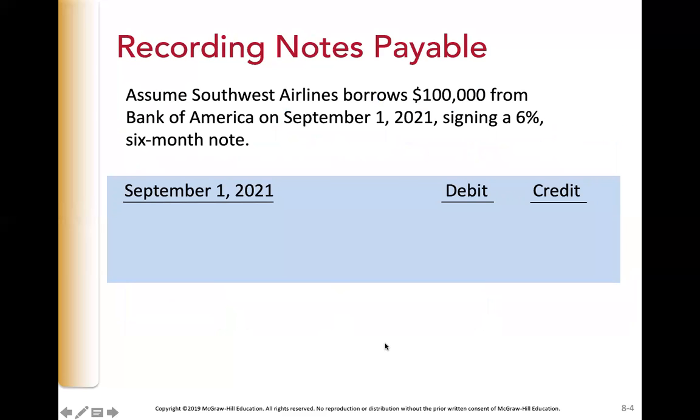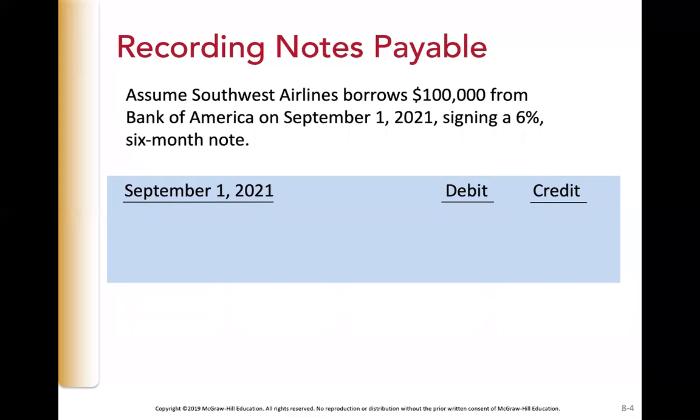So assume Southwest Airlines borrows $100,000 from Bank of America on September 1st, signing a 6% 6-month note. First thing we want to do is record the amount borrowed. We don't care about the interest. Nothing has happened except that we have borrowed the money.